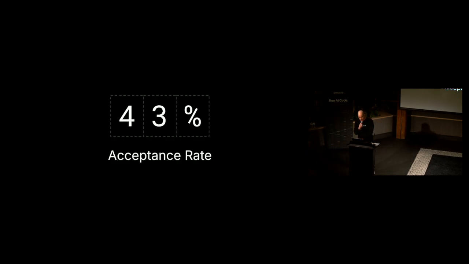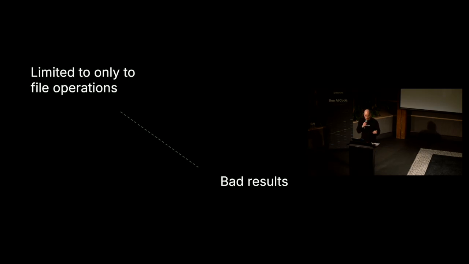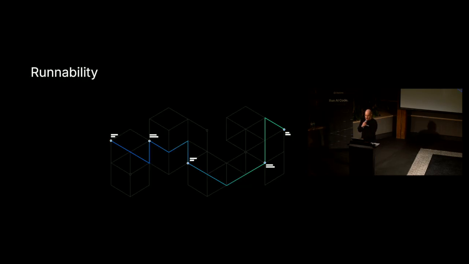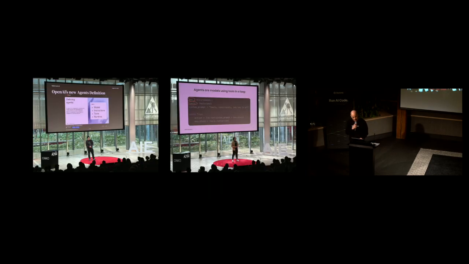Currently, when I was doing this slide, and this might be slow, the acceptance rate was about 43% internally at Daytona. We had some metrics from when we used Cursor and whatnot. So how do we get that number further? Right now, all these agents are limited by file operations, and because of that, we still don't have the best results. The runnability problem is what we want to solve. And that is a tool, and that's what we're talking about. I didn't know the flow, but I wanted to put this in really quickly.